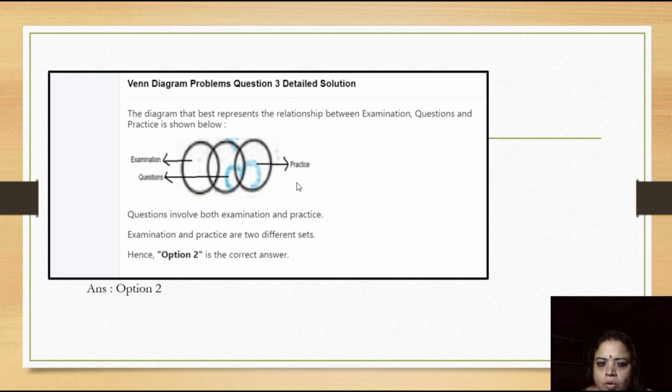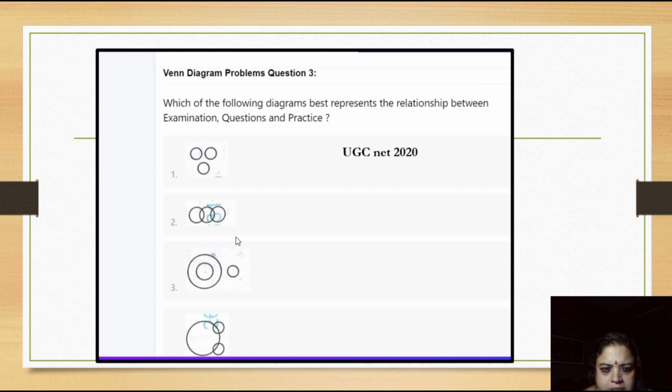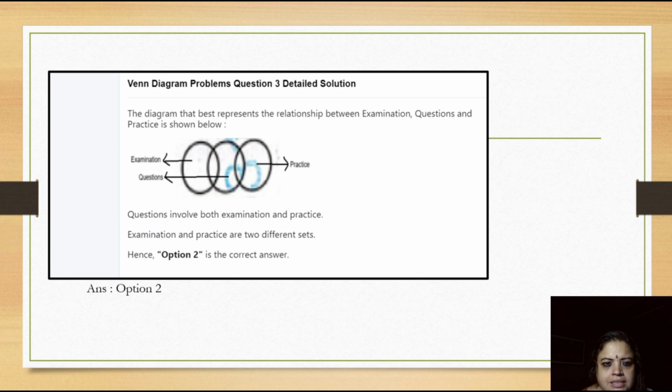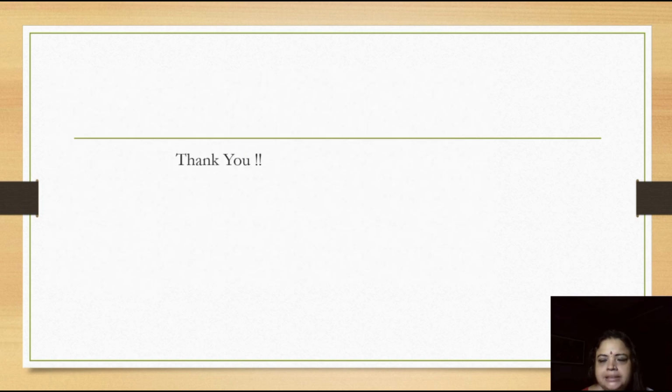So the relationship that holds best for examination, questions and practice is option 2, that has been listed in the answer as option 2 or option B. This has been asked for the UGC NET 2020 examination. So this is how we do Venn diagrams, and in fact there are more topics on Venn diagrams which need to be addressed as we learn about deductive reasoning. So Venn diagrams are very important. In fact, they come up for almost all of the examinations.